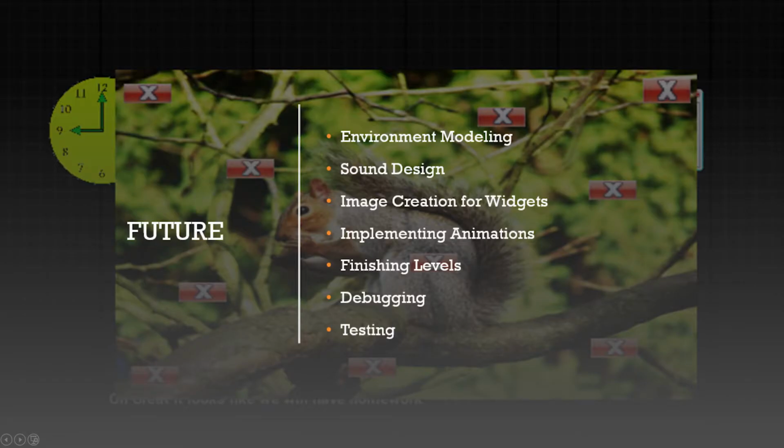So for the future of the game, I will be creating all my environmental models. I'll be doing sound design. I'll be creating images for my widgets, implementing the animations that I got from my animator, and then I will be debugging along with creating the rest of the levels, and then testing my game to hopefully prove that it does in fact help people improve their attention skills.